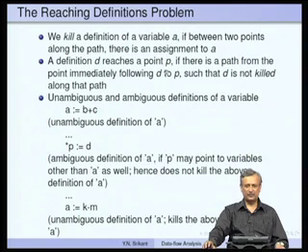A definition D reaches a point P if there is a path from the point immediately following the definition D to the point P, such that D is not killed along that path. This is what we mean by a reaching definition. For a particular point there may be many definitions which reach that point and are not killed along the path along which they reach the point. Let us take a simple example and understand what we mean by unambiguous and ambiguous definitions of a variable. Here is an example assignment, which is A equal to B plus C.